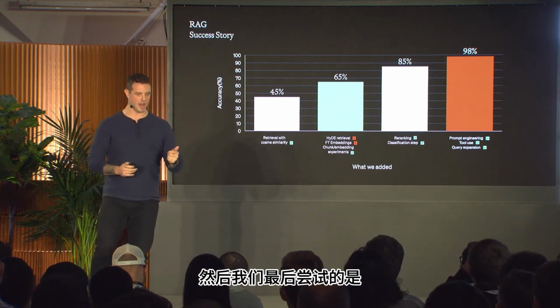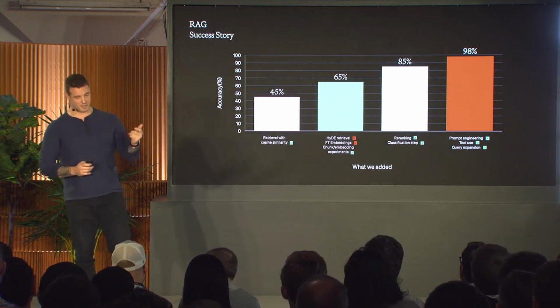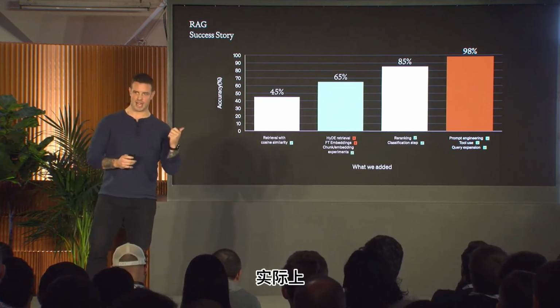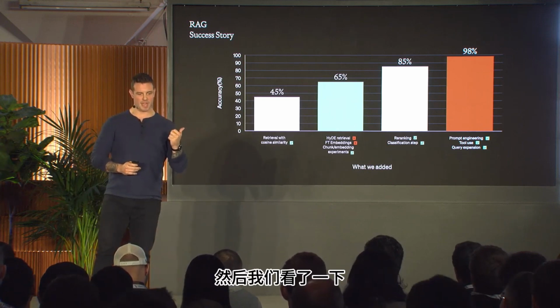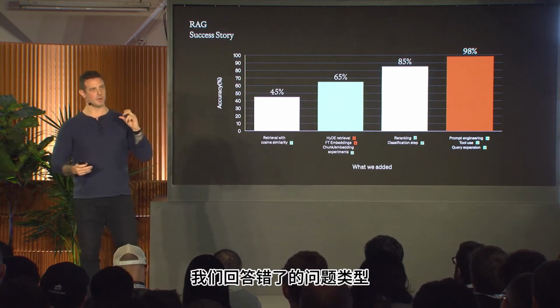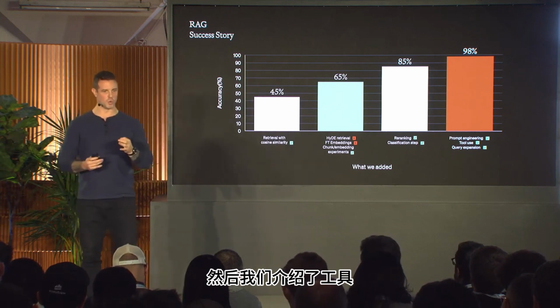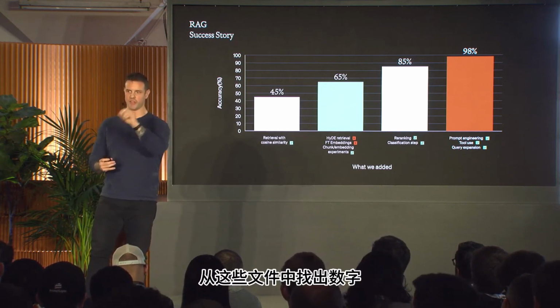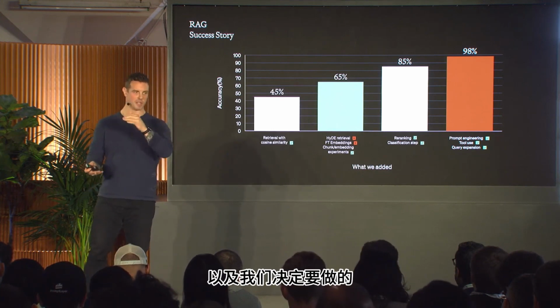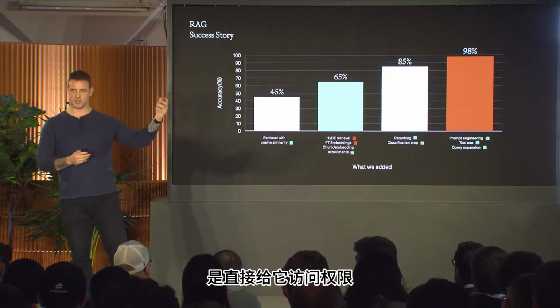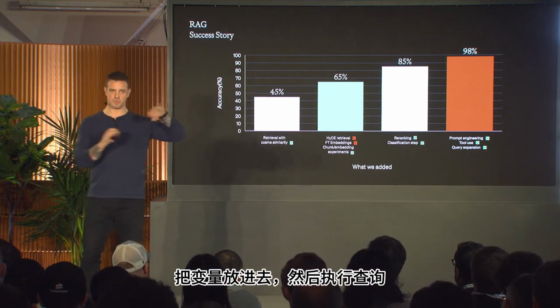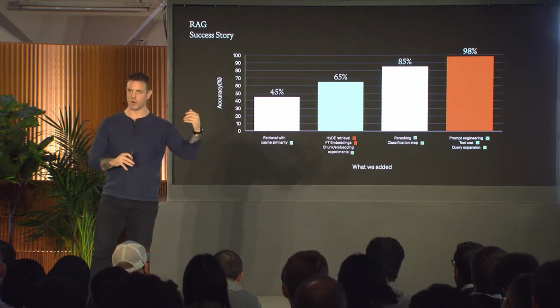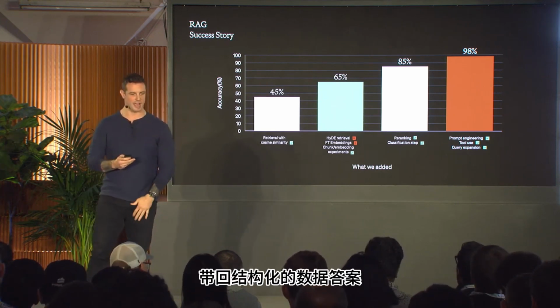And then the last thing we tried was further prompt engineering. So we went back to the start and tried to engineer that prompt a lot better. We then looked at the category of questions that we were getting wrong, and then we introduced tools. For example, we noticed there were structured data questions where it needed to pull figures out of these documents. What we decided to do was instead give it access to a SQL database where it would put in the variables and execute a query and then bring back structured data answers.